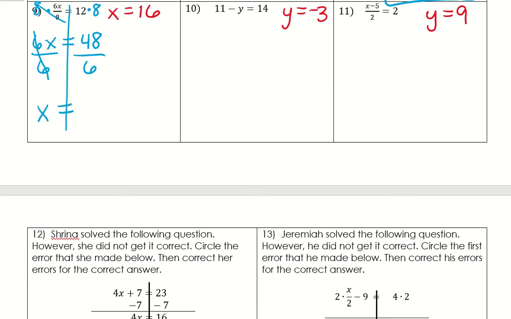oh my gosh, wow, I'm really struggling. 12 times 8 is not 48, guys. 12 times 8 is 96. Oh my Lanta. 96 divided by 6 is 16.